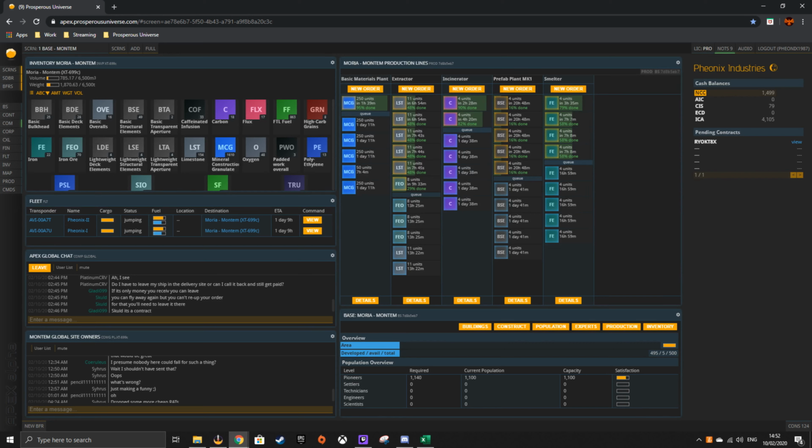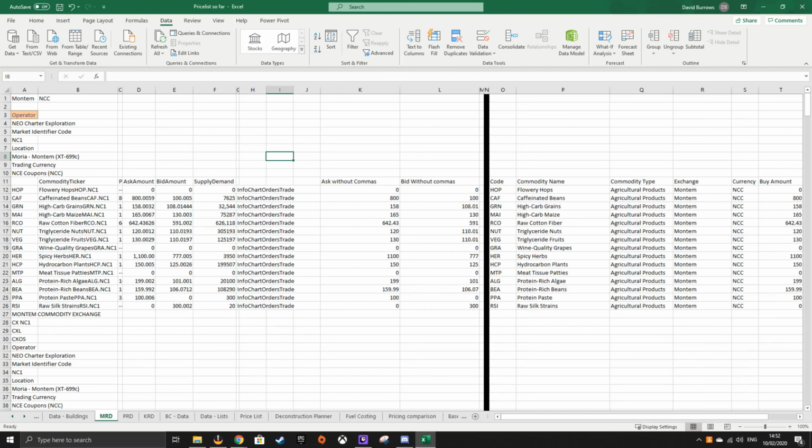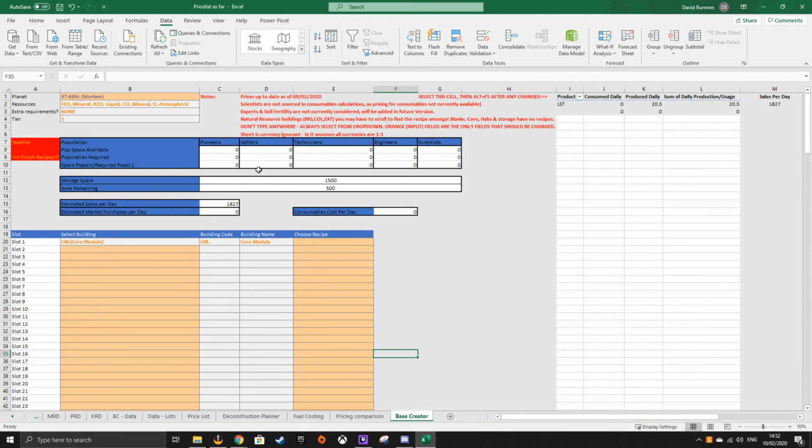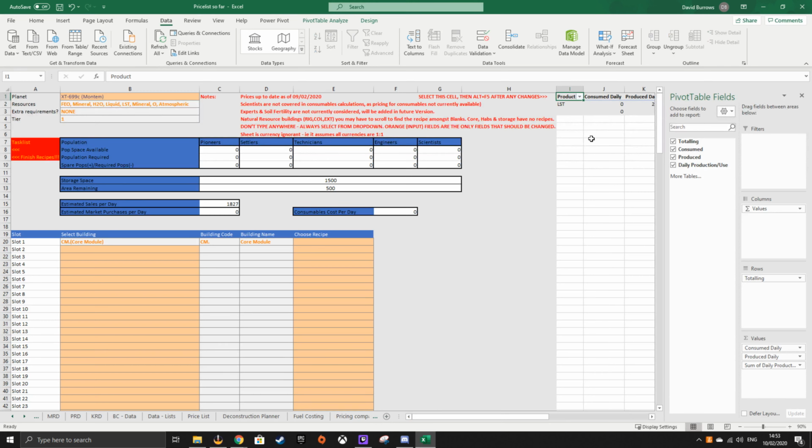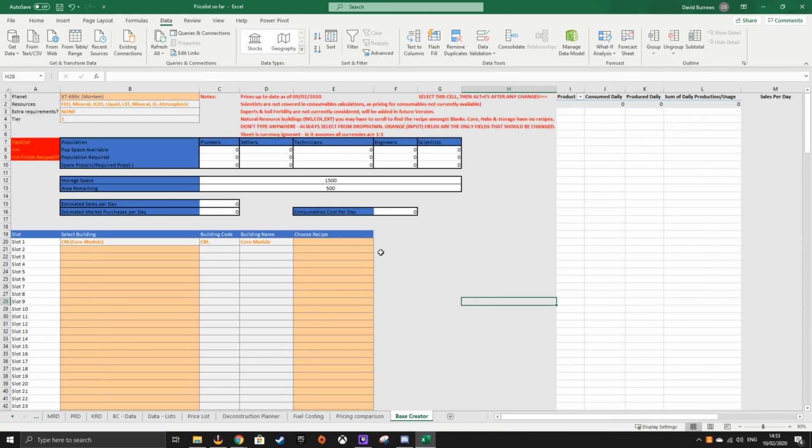So the basic idea behind what I've been trying to do is to create a base designer that can be used to plan in advance what a base can contain, and the requirements for it, and also population requirements, the production values from each day, the stuff that you're going to need all in all to make sure that a base is going to be viable.